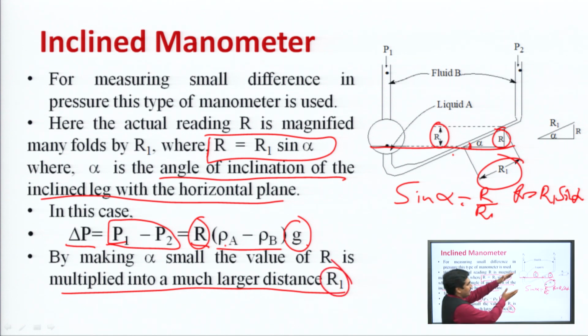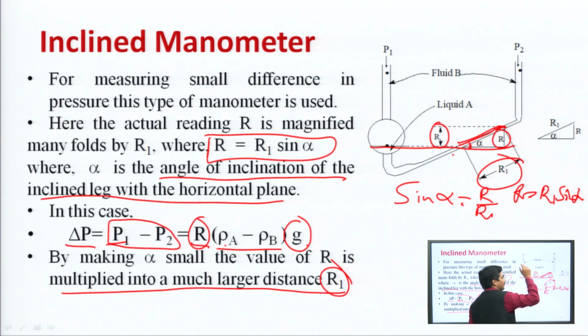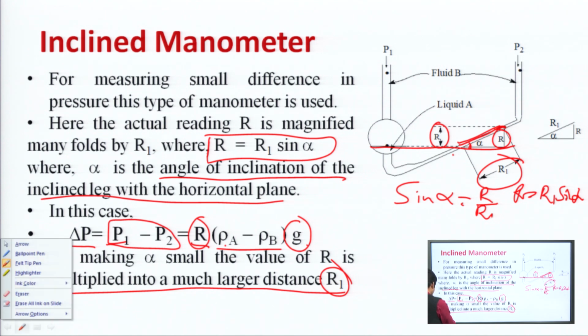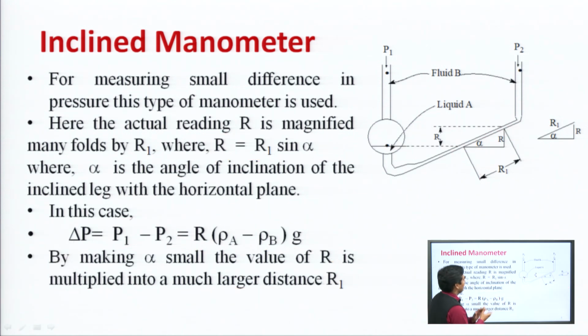That means, if you change the inclination slightly downwards, then alpha will be much smaller. So, R will also be small, but this distance R 1 will be much higher than R. In this way we can measure the pressure with the help of the inclined manometer.